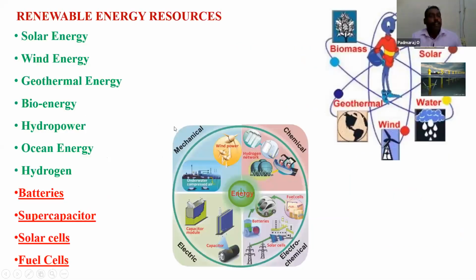We know that various renewable energy sources are available around us. Based on the working principle, the renewable energy resources can be classified into four: mechanical, chemical, electrical, and electrochemical. Among these, the red color highlighted here is for energy conversion and storage devices: battery, supercapacitor, solar cells, and fuel cells. I am focusing on batteries, and I am going to share my research activities related to batteries, that is, energy conversion and storage devices.